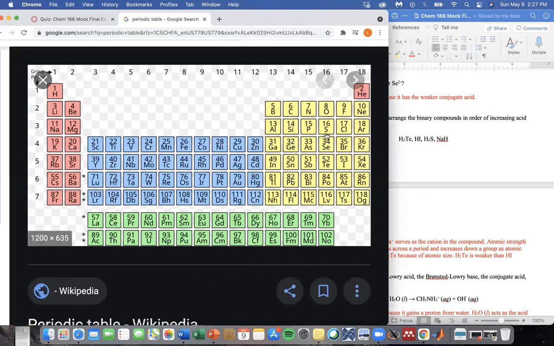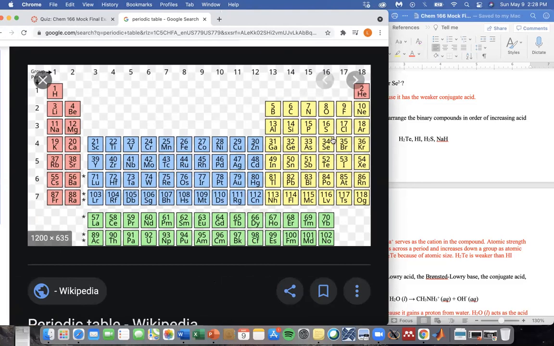And the other way you could think about it, and the reason that acid is stronger, is because in H2Se, Se is larger, and so the bond is weaker between the Se and the H's, and so the H is able to leave more easily.